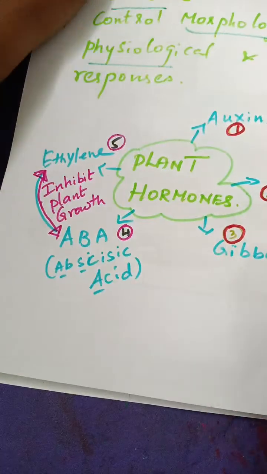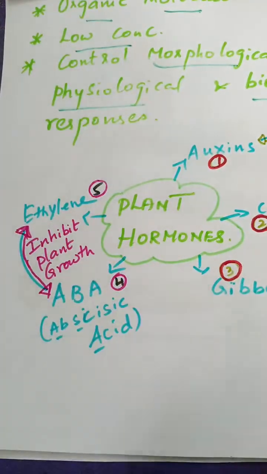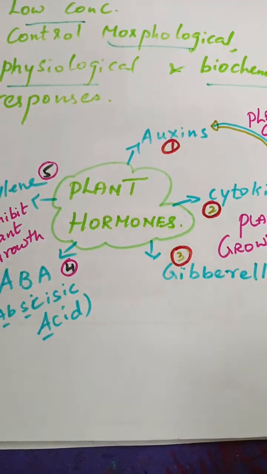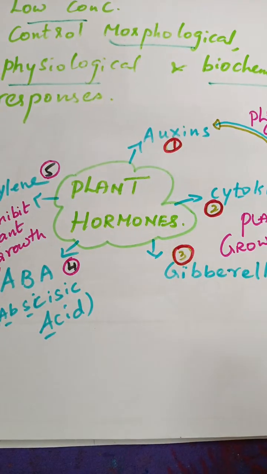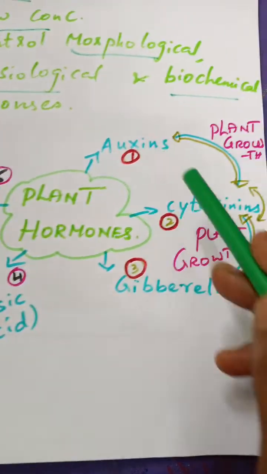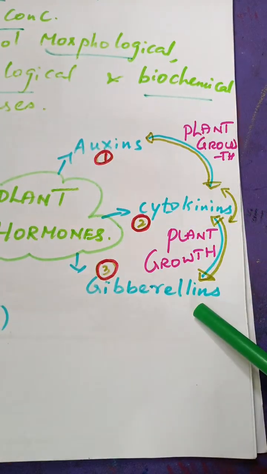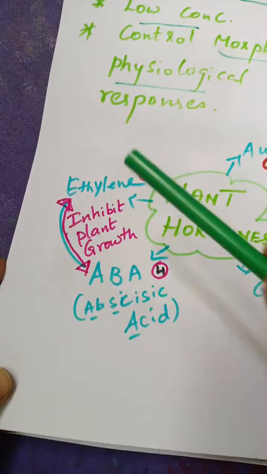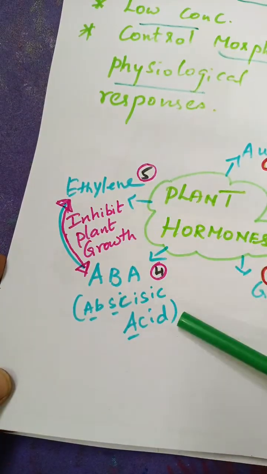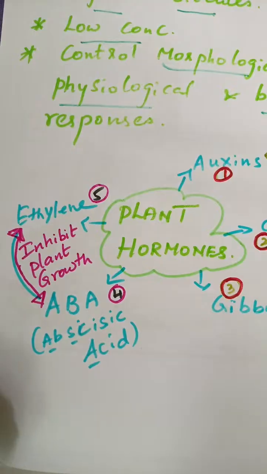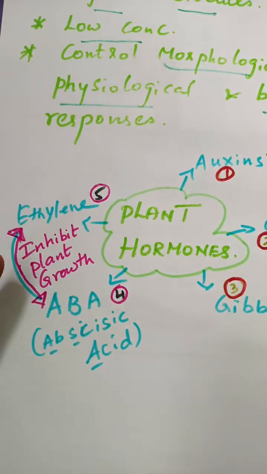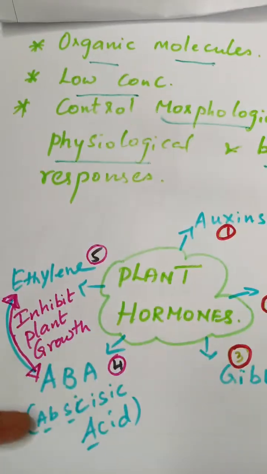So, understood the plant hormones in general, an outline of the plant hormones. What are they? Auxins, cytokinins, and gibberellins promote the plant growth, whereas ethylene and abscisic acid inhibit the plant growth. Clear? So these are the five hormones, and today in this session we are going to see about the auxins.